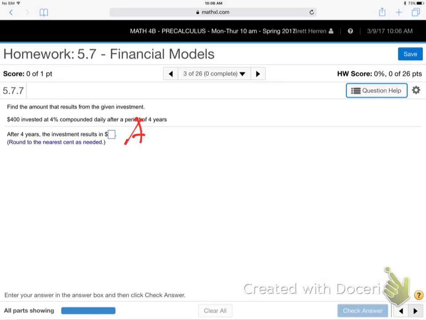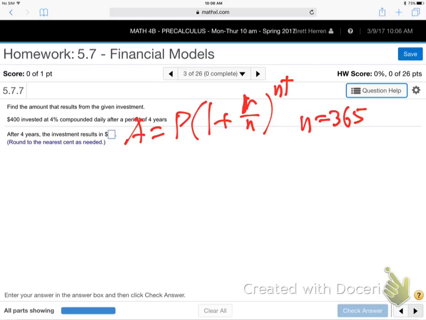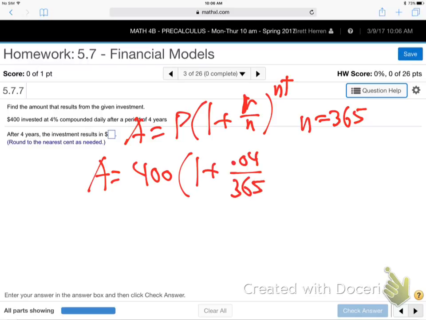Same kind of formula. A equals P(1 + r/n)^(nt). Let's go ahead and plug in that one. N is 365 on this one because it's daily compounding. So $400. And it's 4 years. So there we go.